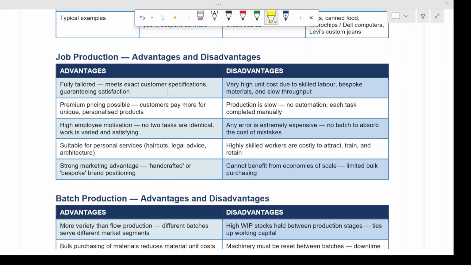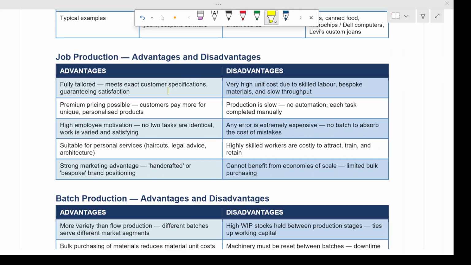And furthermore, it will be very hard to retain them because other people, other companies might also try to attract them. They might try to give them better salaries, better packages. The last one is that you cannot benefit from economies of scale.